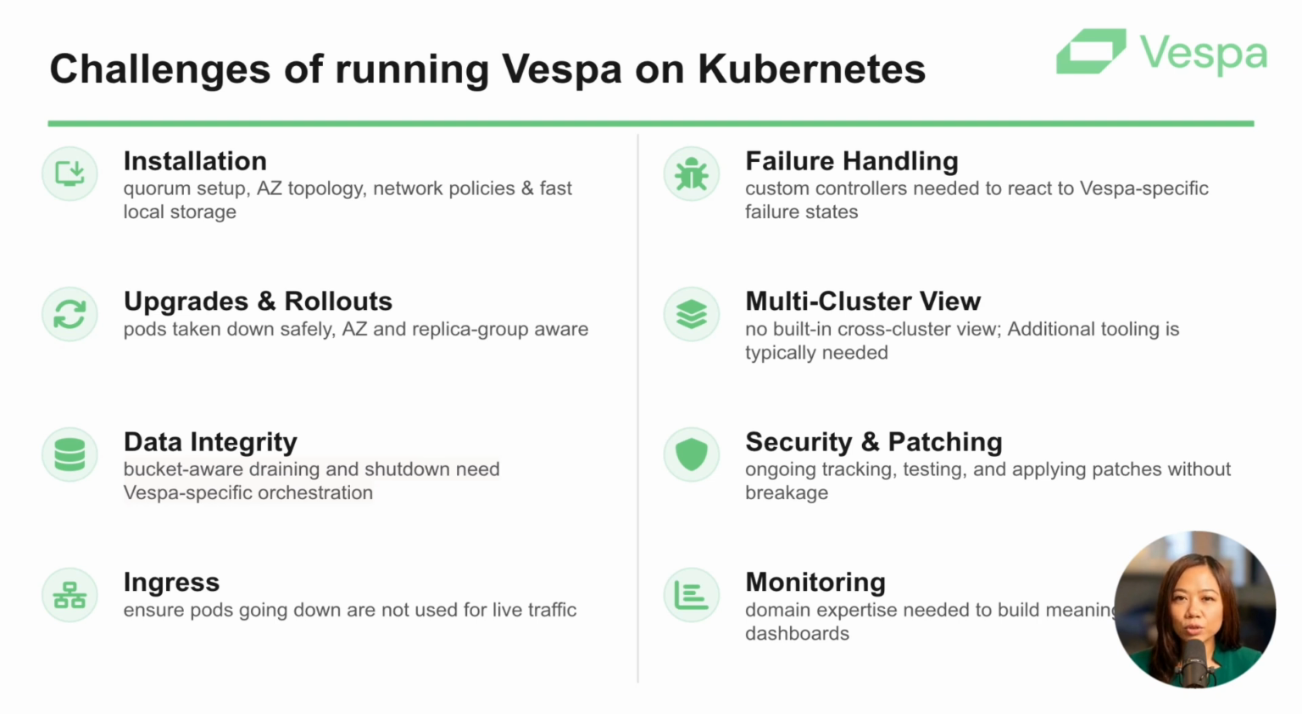Challenge 8. Monitoring. Vespa exposes a lot of internal metrics, but knowing which ones matter, building dashboards that reflect actual cluster health, and correlating metrics to Vespa-specific failure modes takes significant domain expertise to get right. Every one of these problems is solvable, but together they represent months of engineering work and ongoing maintenance after that. That's the real cost of running Vespa on Kubernetes without purpose-built tooling.